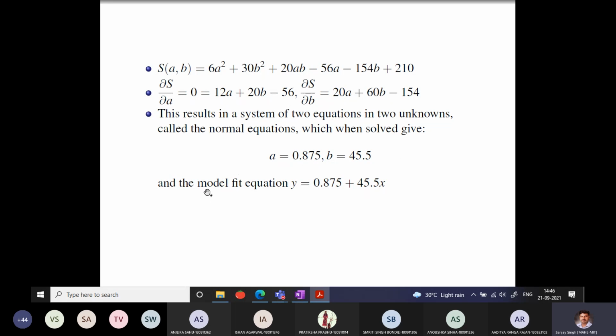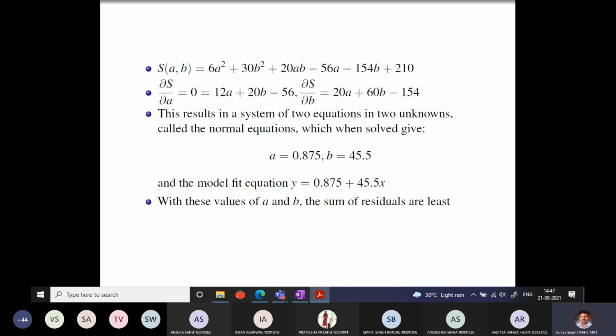Once you have this value of a and b, you can fit the model, means y is basically equal to 0.875 plus 45.5x. With these values of a and b which you found, whatever error you are going to get in the system, the sum of the residuals is least. When you check yourself, any other value of a and b will have a higher residual, means higher error will be there. So this is the basic idea about the least square problem.